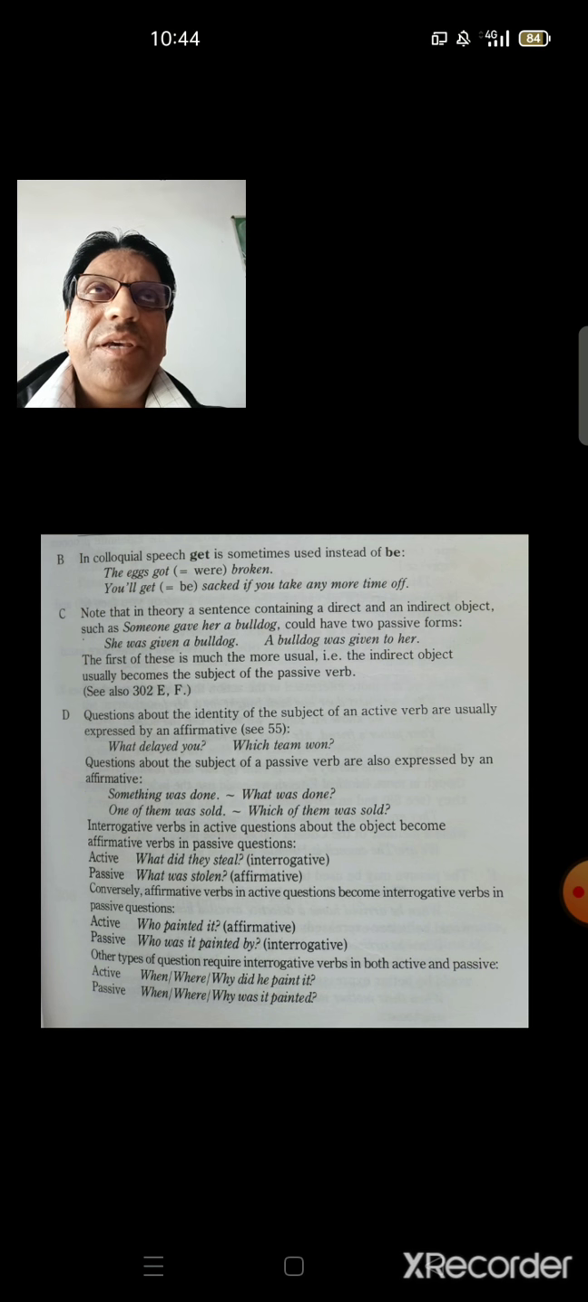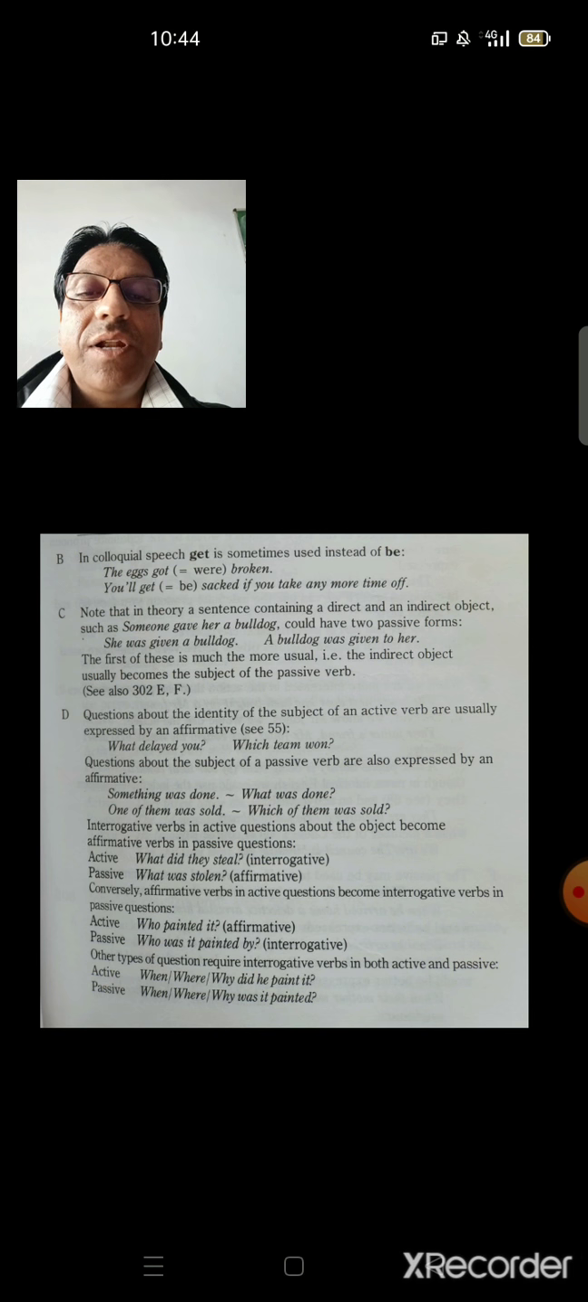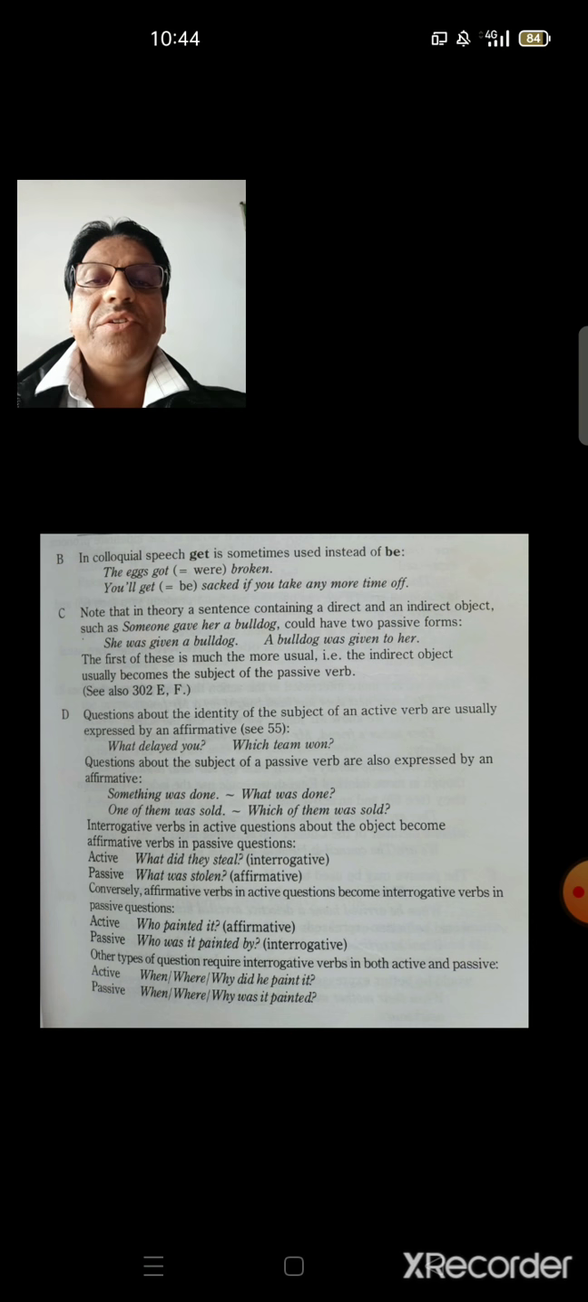Till now we were using just one object, but what if we have two objects? In this case, as you can see on this page, she was given a bulldog. They gave her a bulldog. So we have two objects. They is the subject, gave is the verb, her is the indirect object who is the recipient, and bulldog is the direct object which was the thing that was given.